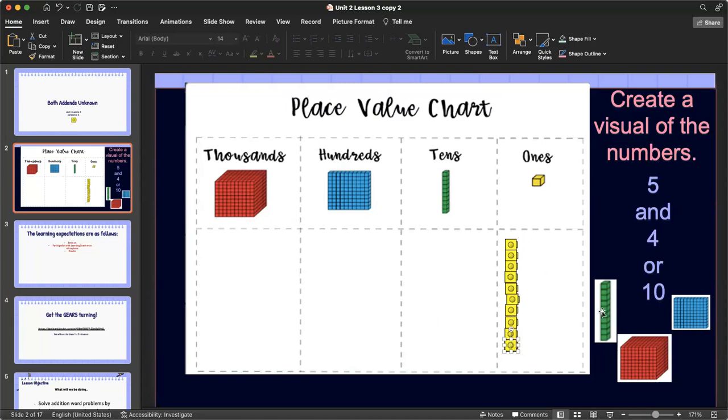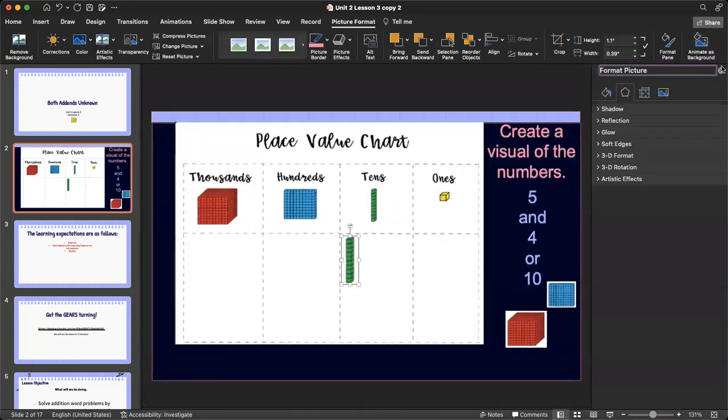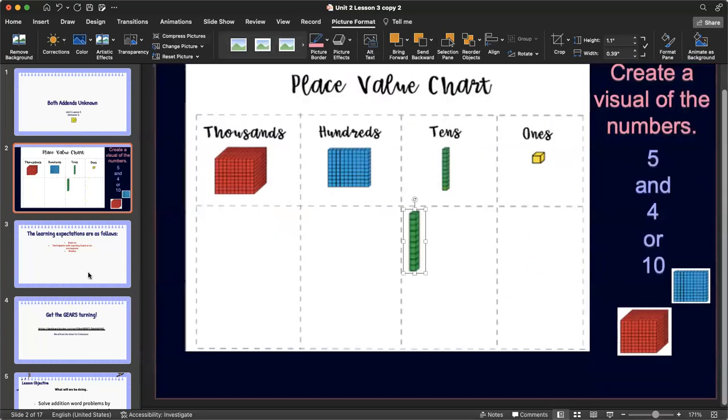Okay, if you said that they would go into the tens column, we would put all of these ones cubes over here into the tens column, and essentially we would have 0, and the 0 becomes a placeholder to let us know that we have everything in the tens spot.